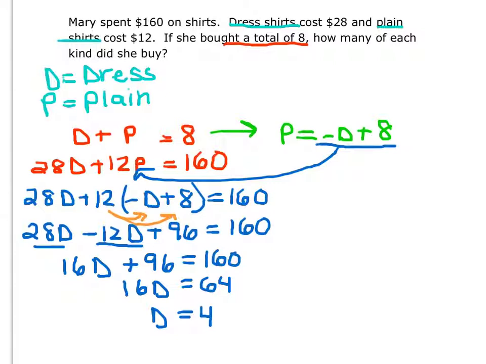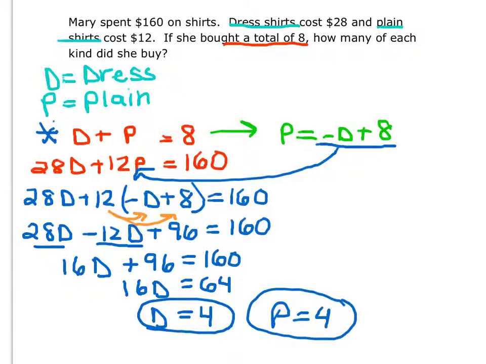So we know she bought 4 dress shirts. Now, if she bought a total of 8 shirts, we can plug our D into our first equation, D plus P, and we know that P has to equal 4 as well for D plus P to equal 8.